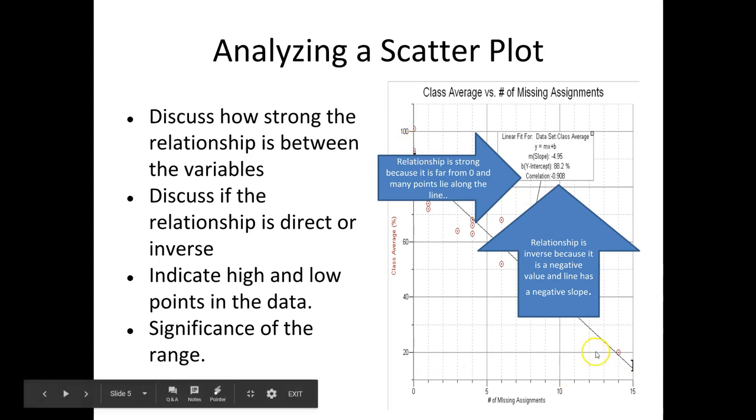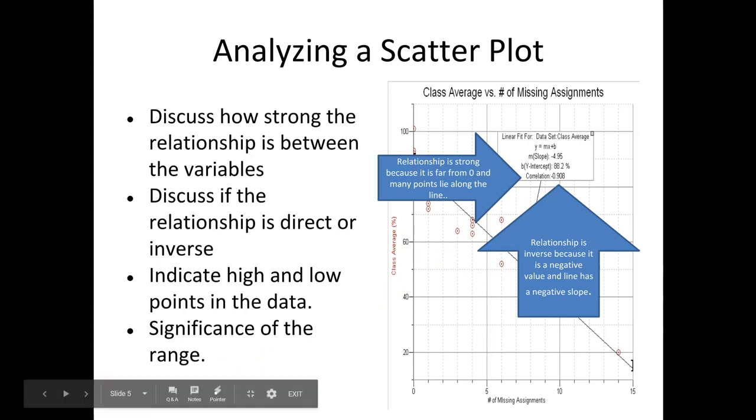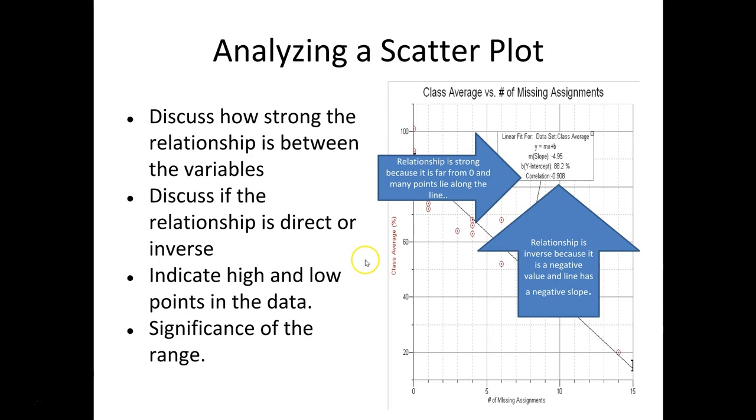miss homework assignments, their grade on a test would go down. As missing assignments increase, the class average will go down. So students tend to score poorer in a class as they have more missing assignments. That's an indirect relationship, and it shows a very, very strong indirect relationship because it's negative 0.908. So again, when you're talking scatter plots, discuss the relationship.